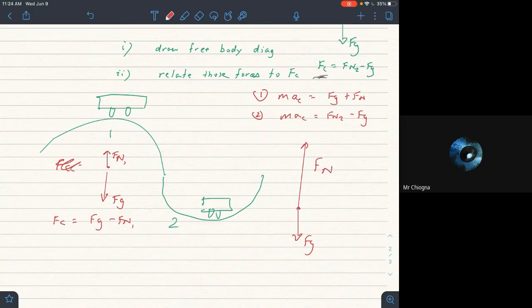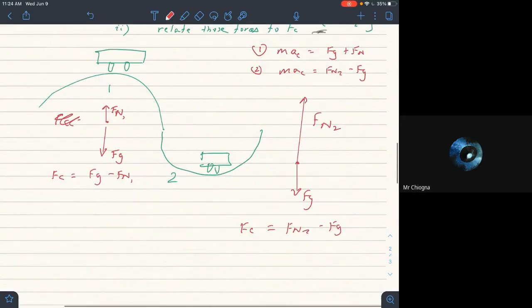Has to be, in order to overcome it. Centripetal force in this case is Fn2 minus Fg. Fc is always Ma. Those are your equations you'll start off in scenario 2.